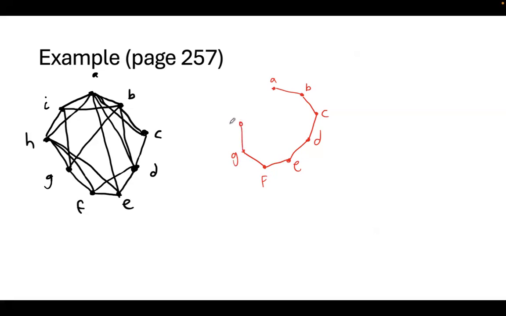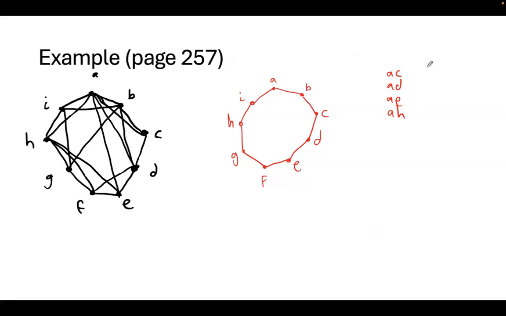G, H, I. That one looks better than the one that I drew over here. All right, so that's my Hamiltonian cycle, and now I have a list of all of these edges. So we have AC, AD, AE, and AH. So that takes care of all those from A.